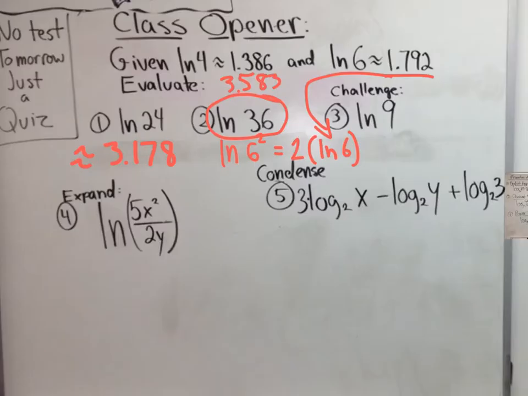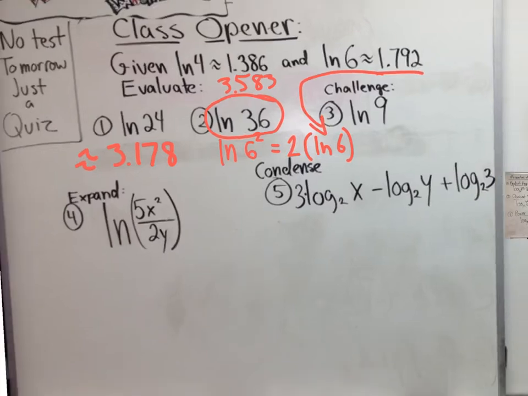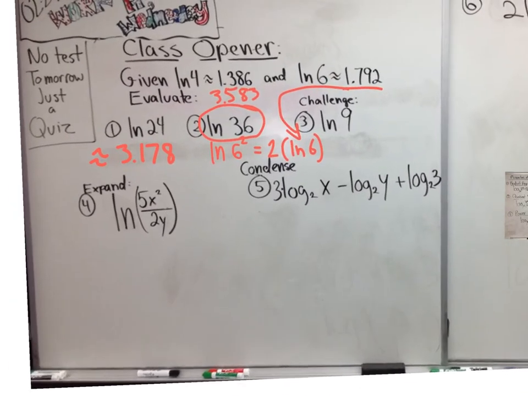So number 3, it says ln of 9, and I put challenge because it's challenging. We need to think how we could manipulate 4 and 6, some mathematical combination with 4 and 6, to get 9. Does anybody have that mathematical combo with 4 and 6 to get 9?